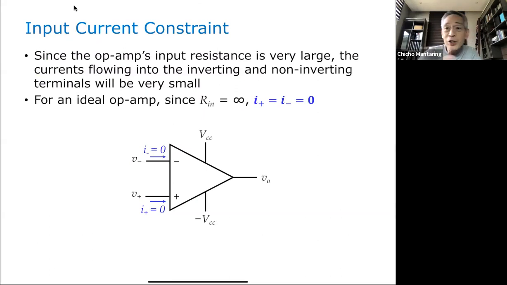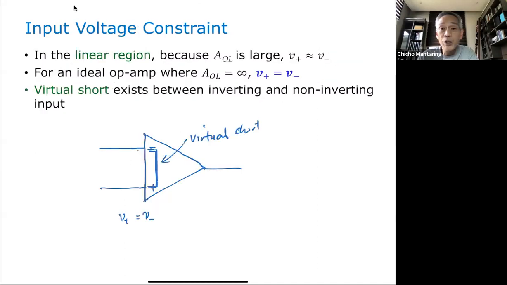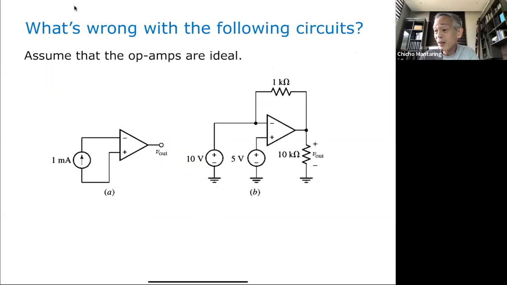Now we know that in a short circuit, your current is not usually 0. In fact, when you short circuit two terminals, usually you have a significant current flowing between those two. So that's why you call it a virtual short. It's a short with respect to voltage, but it's actually an open circuit with respect to current. Okay, so having said that, can you tell me what is wrong with the following circuits?